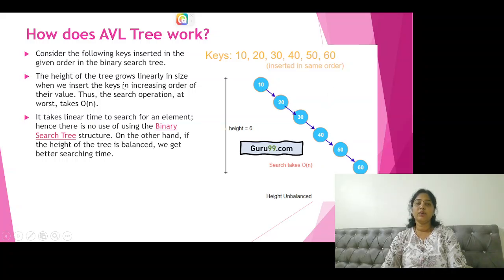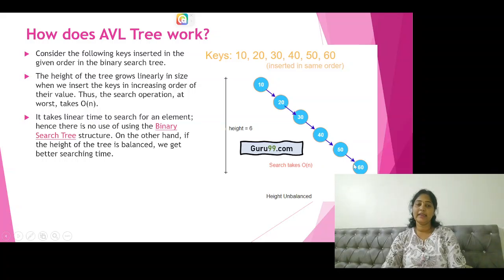Now the height of the tree grows linearly when we insert the keys in increasing order of their values, so whenever you want to search for the element 60, you have to take n iterations. Thus, the search operation works in order of n. The height of this tree is 6. It takes linear time to search for an element, hence there is no use of the binary search tree structure.